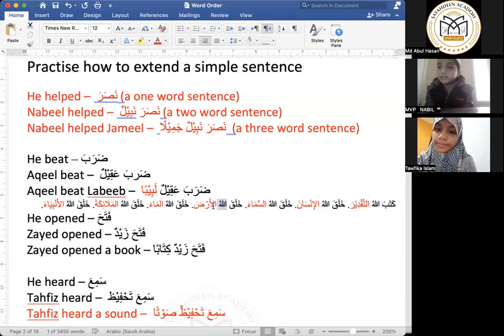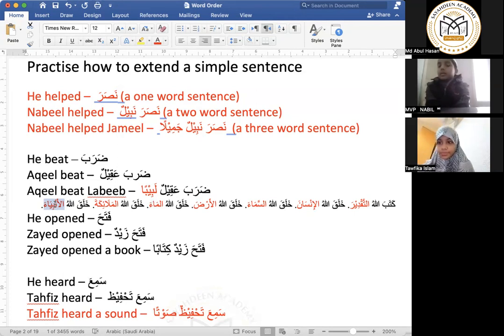Every time you add a fa'il, what do you give it? Dhamma. Every time you add a maf'ul, fatha. A fa'il, dhamma. A maf'ul, fatha. So it's easy. You give dhamma to a singular fa'il and you give fatha to a singular maf'ul.